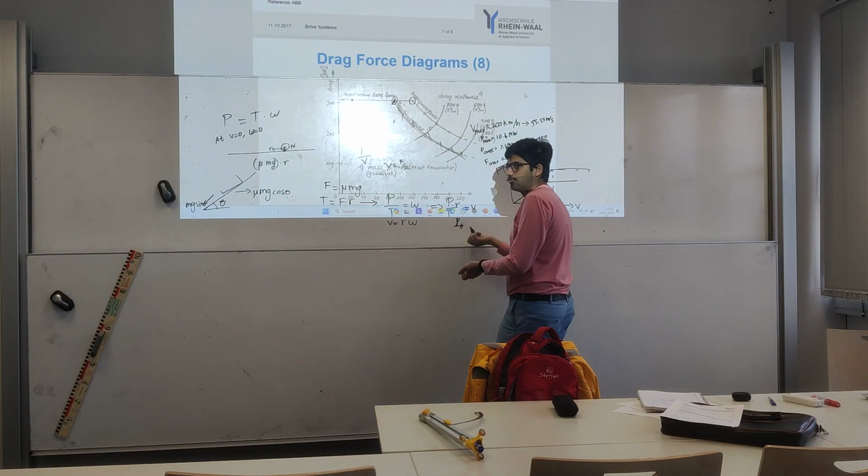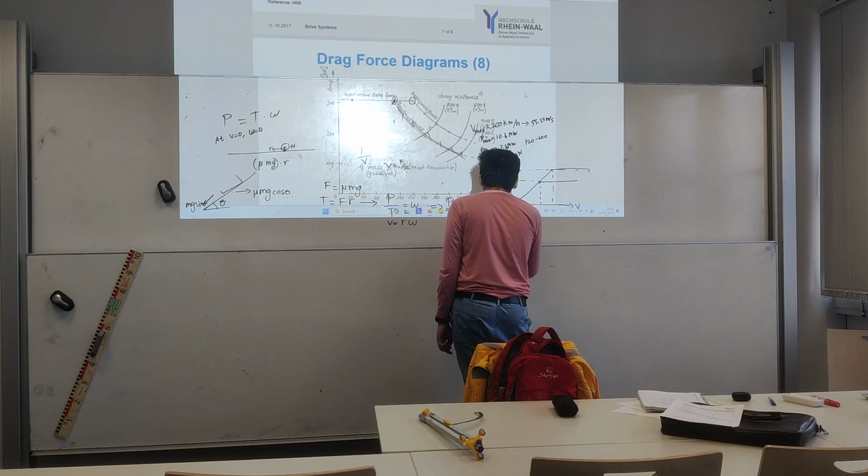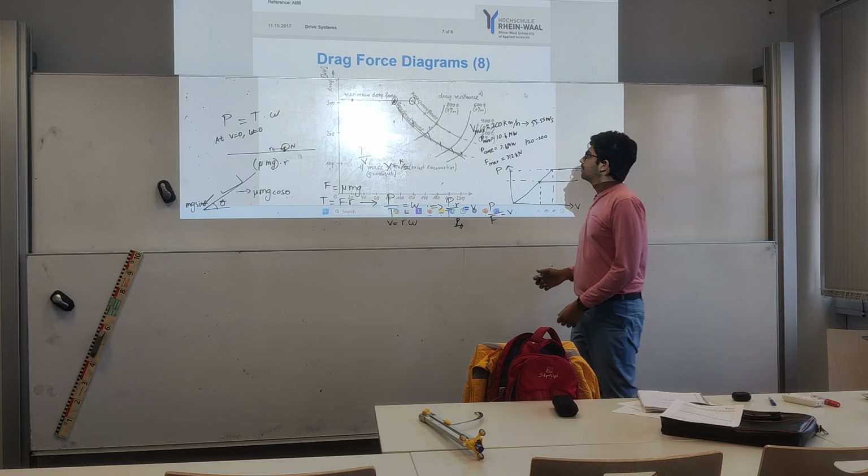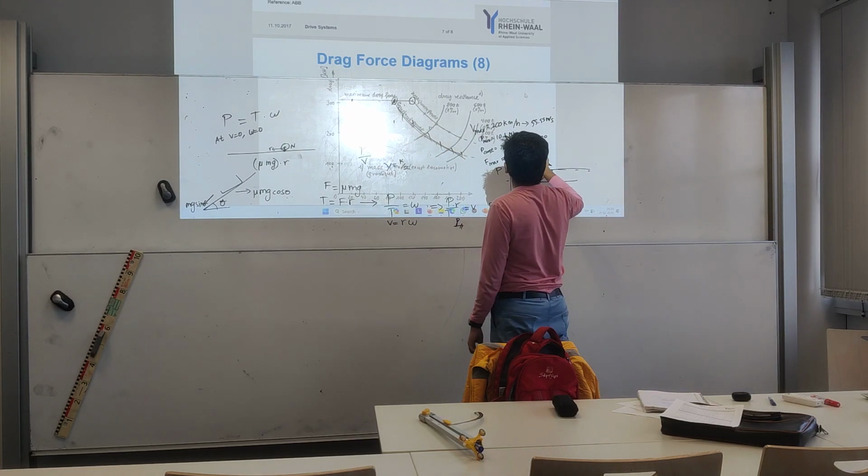Torque by radius is also force. So this is basically P divided by F equals V, because power is force times velocity. So this calculation was simplified for you.